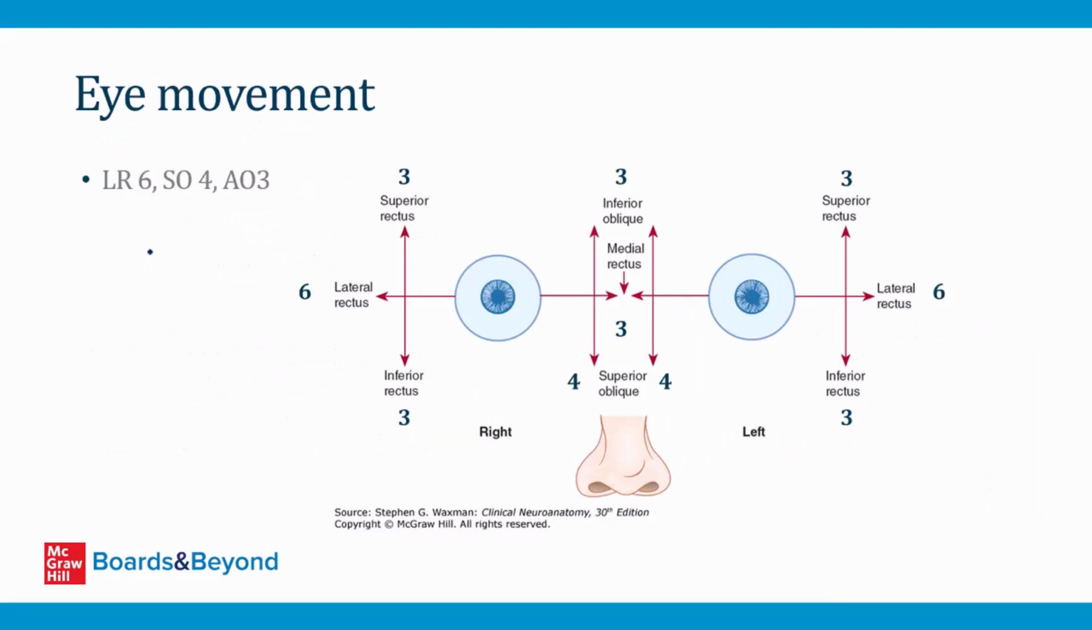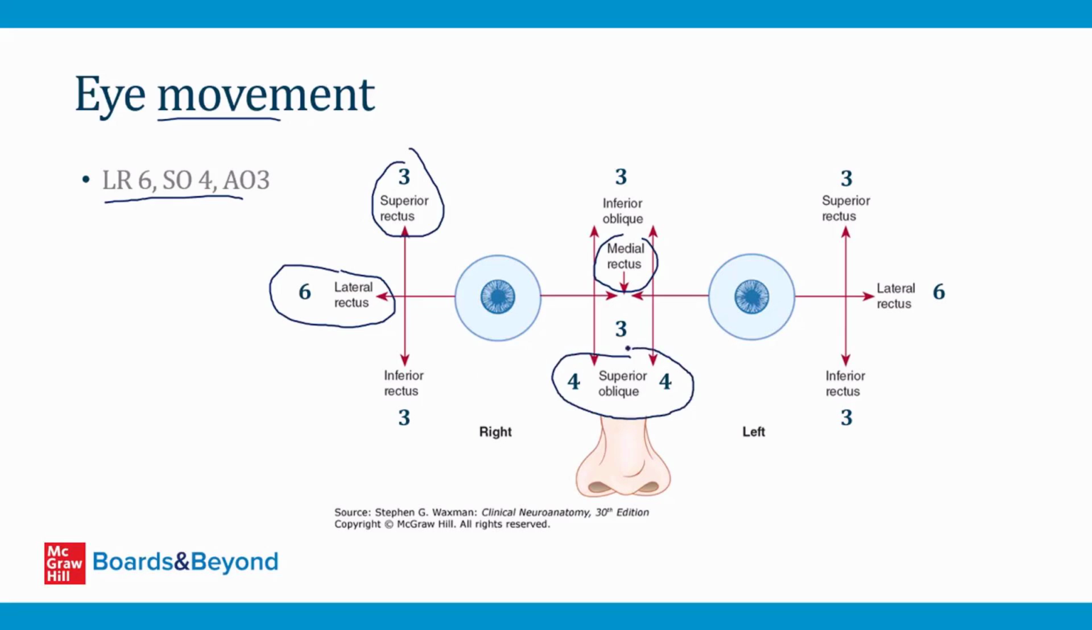Here's a drawing that I go through in detail in videos in the ophthalmology section. It shows the different muscles that control eye movement. And all the muscles here with the 3 next to them, like the superior rectus and the medial rectus, those are all innervated by cranial nerve 3. And the mnemonic a lot of people use to remember which cranial nerves innervate which muscles of eye movement is LR6SO4AO3. This means that the lateral rectus is innervated by cranial nerve 6, which we'll talk about later. The superior oblique is innervated by cranial nerve 4, which we'll also talk about in just a second. And then all other muscles, that's the AO, are innervated by cranial nerve 3.